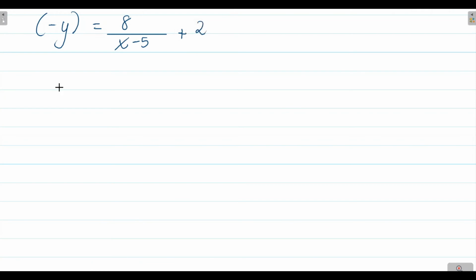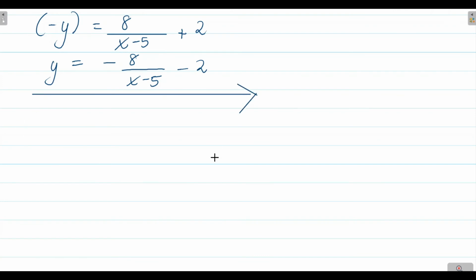Okay, and then from here, if you divide right through by the negative, y is going to be equal to negative 8 over x minus 5. And then negative 2 divided by negative 1 is going to be negative 2. Okay, and guys, that is basically our final answer. So if this function has been reflected about the x-axis and it has been shifted 3 units to the right, that is what our new hyperbola is going to look like.